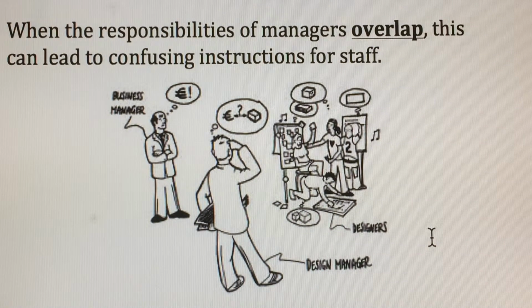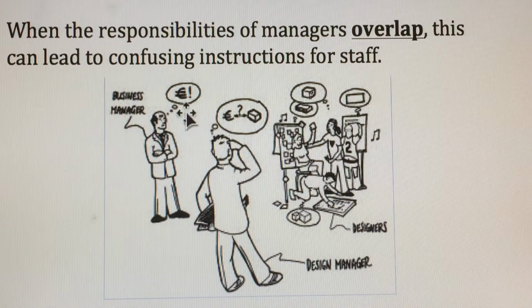So we have a sentence here. Let me read it to you. When the responsibilities of managers overlap, this can lead to confusing instructions for staff. You might encounter this at work, where you might have 2 different managers, and sometimes their responsibilities overlap.